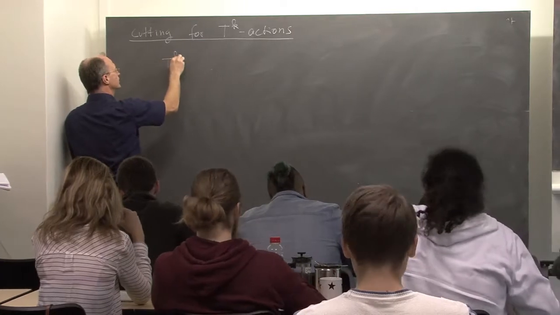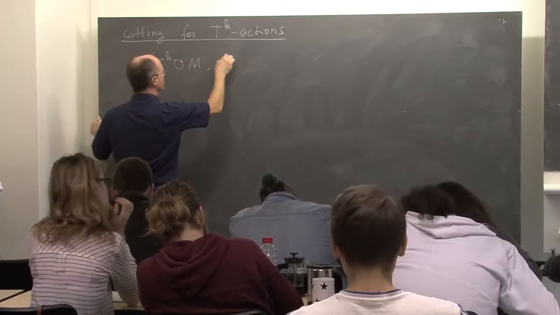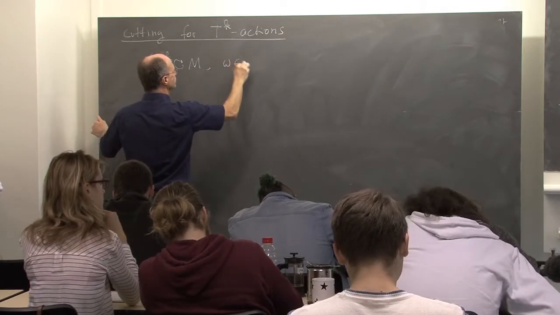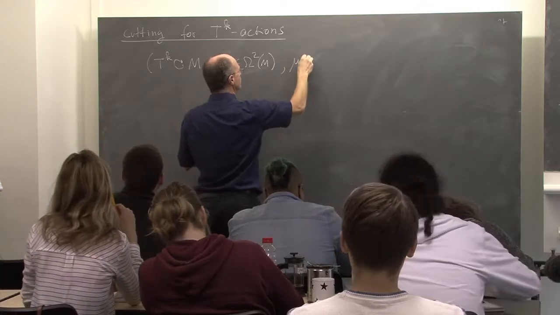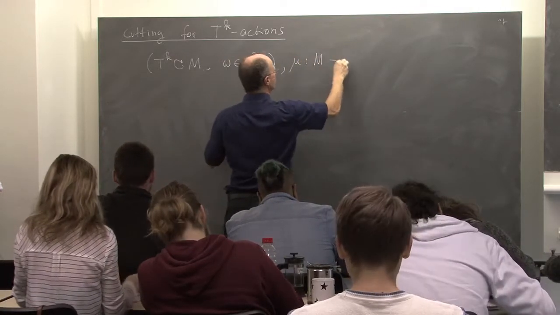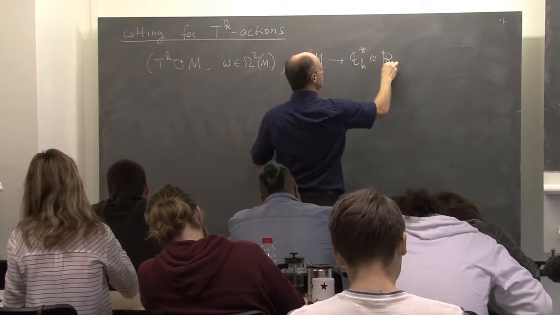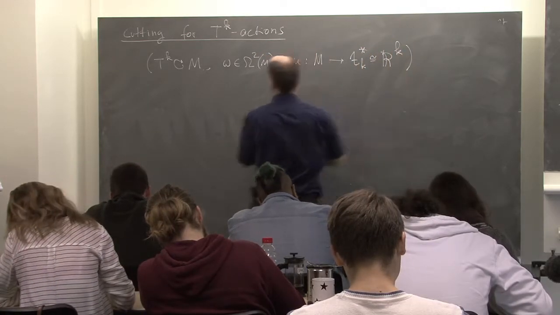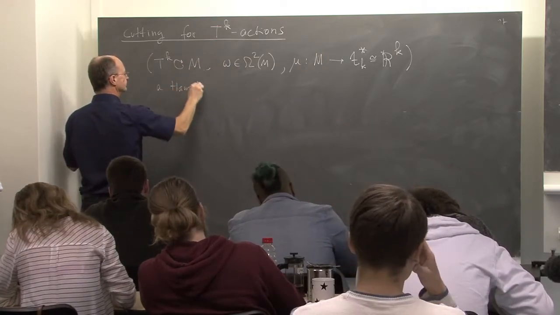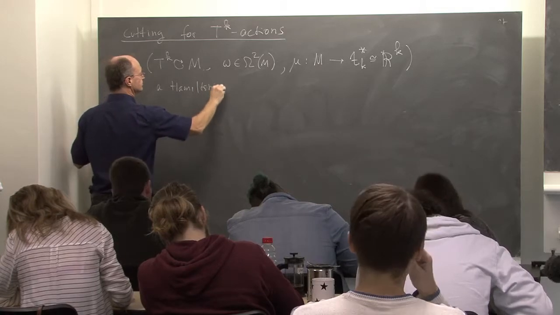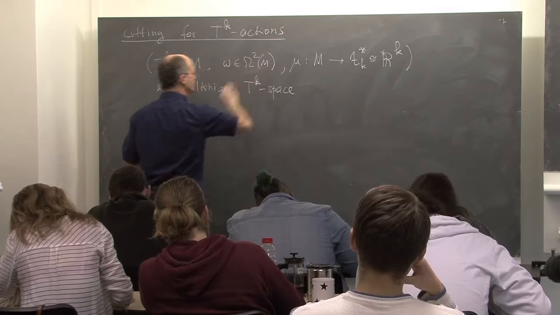So we now have a TK acting on M. We have omega 2 of M, and we have a map mu from M to TK star, which is isomorphic to RK. And we assume that this is a Hamiltonian TK space.